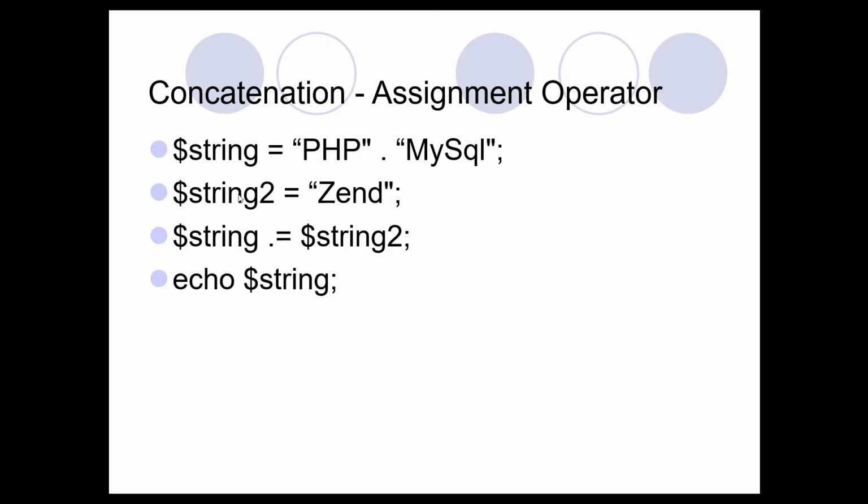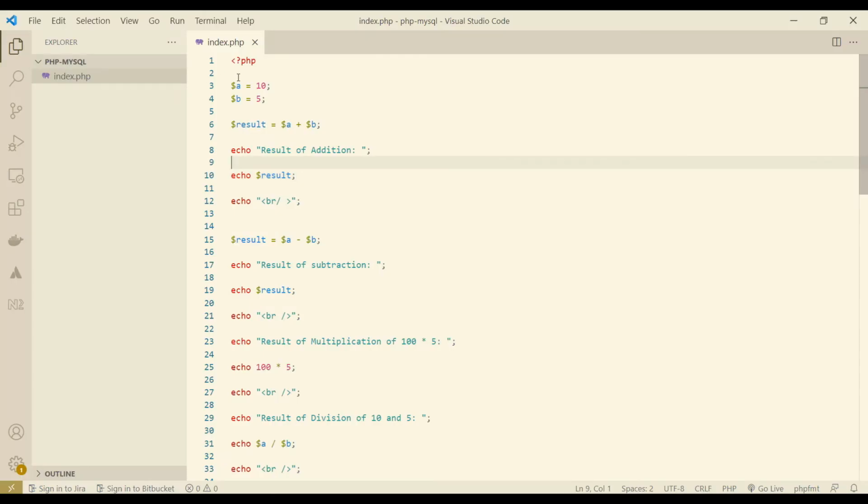Next we have a $string2 variable that has a value Z, and we have used $string .= $string2. This will concat the value of $string2 with $string. And in the last line, we have printed $string. So this should print PHP MySQL Z. I will comment out this code.